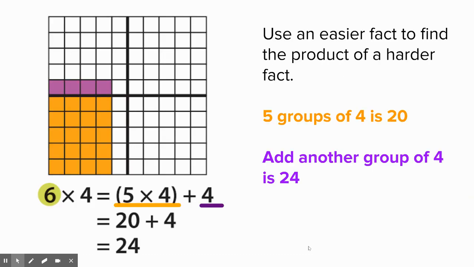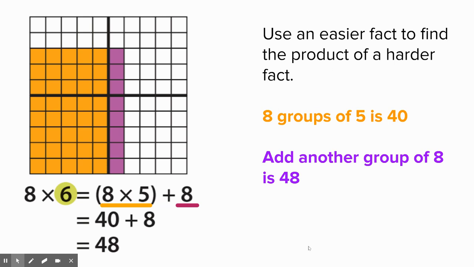Let's take a look here. So remember, we want to use an easier fact to find the product of a harder fact. In this case, we're going to try and figure out 6 times 4. I'm going to think about that as a 5 times 4 fact, because I can figure out times 5 pretty easily, and even times 4. If I wanted to think of it as a times 4 fact, I'd double 5 and double it again. But then I have to add another set of 4, and so I get 24. 6 times 4 is 24.